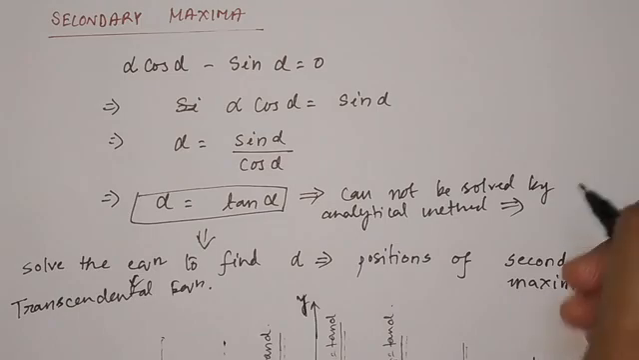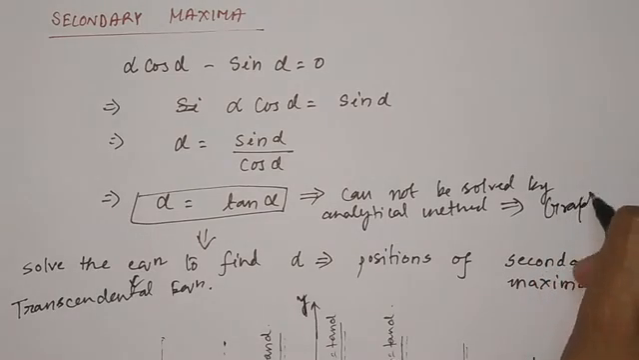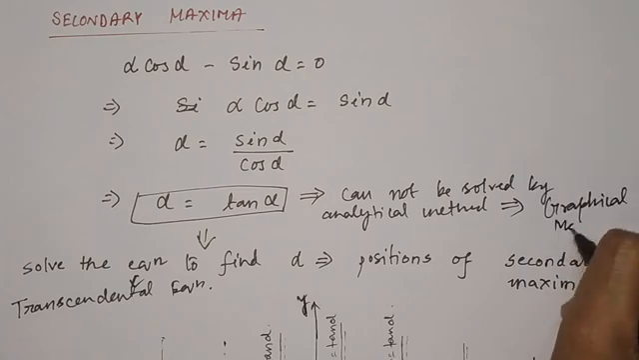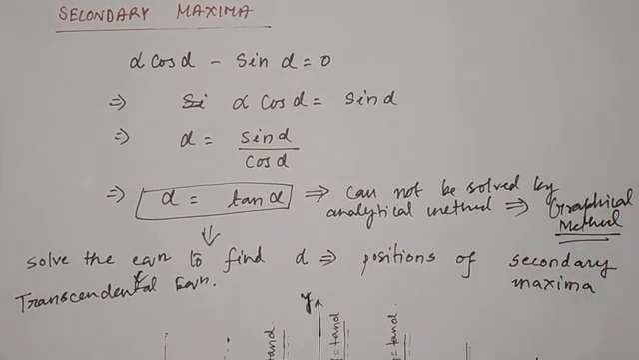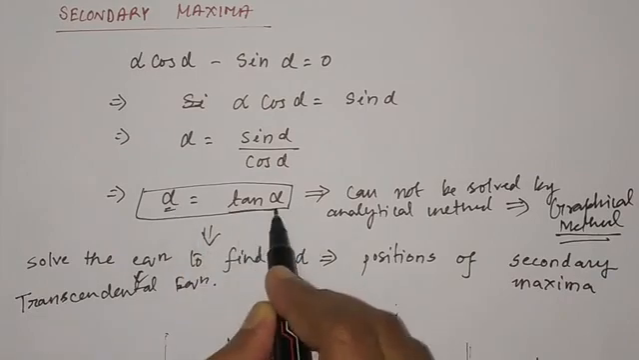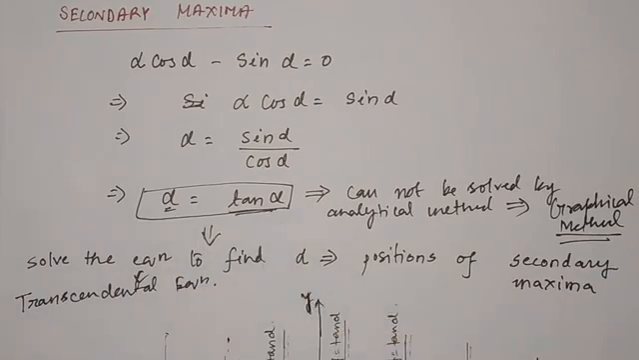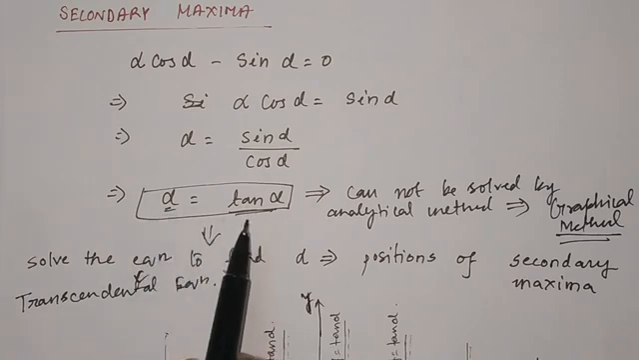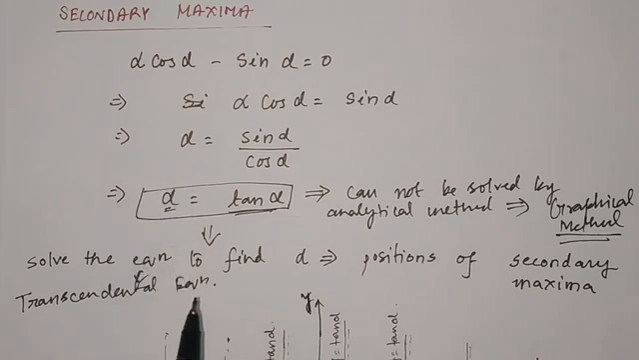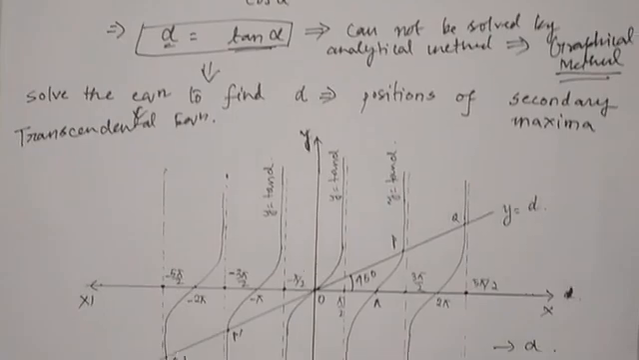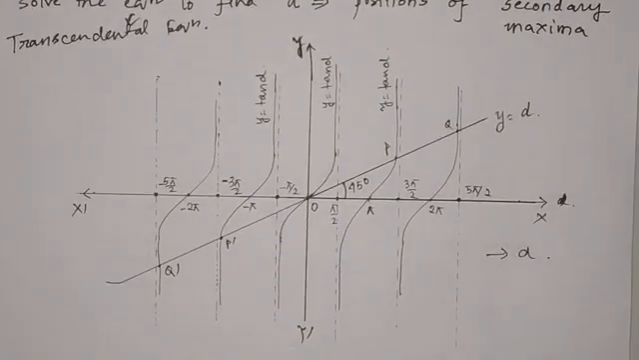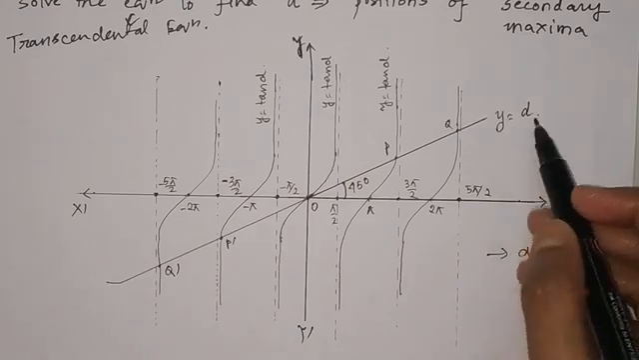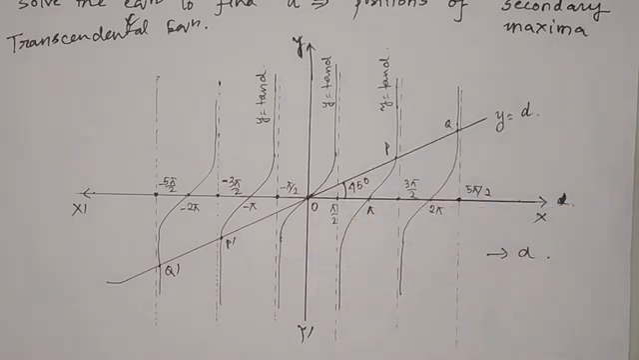So what we have to do is take the graphical method. For that we will draw one graph for alpha and another for tan alpha. If we do that, the points where these two curves intersect will be the solution of this equation, and that will give us the values of alpha. So next here we have drawn the two curves.